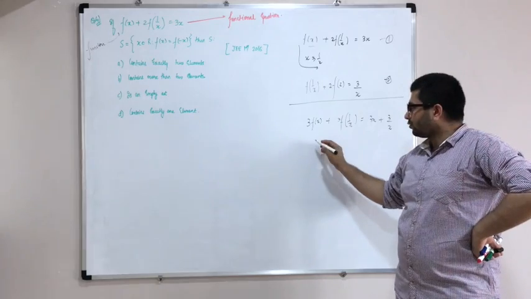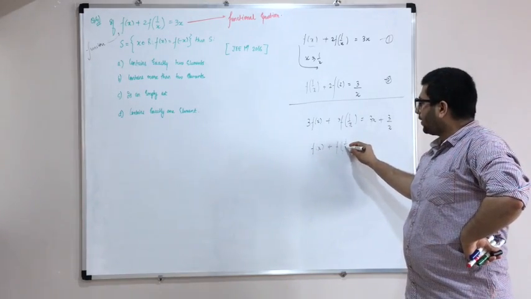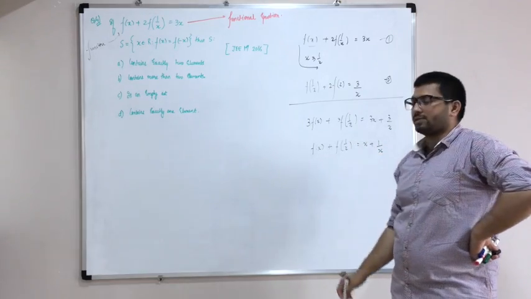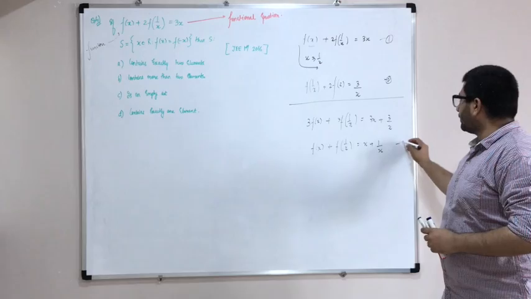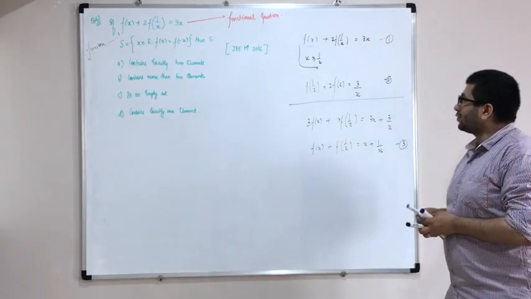Can I take 3 common? So from here I will get an equation is f of x plus f of 1 by x is equals to x plus 1 by x. Correct? ये आपके पास third equation आ गया. Now you know how to solve equations. Yes, you know how to solve equations.